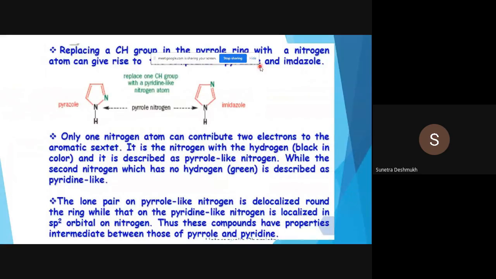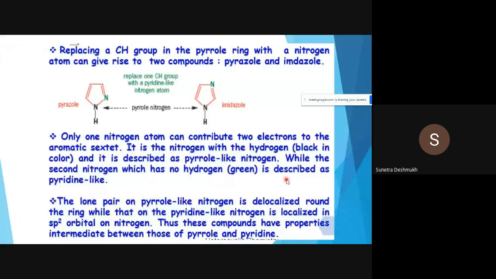Now the next thing that we know: replacing one CH with a pyridine-like nitrogen, so pyrrole-like nitrogen. Both structures have a nitrogen I have written as pyrrole-like nitrogen, and the remaining nitrogen atoms in green color are pyridine-like nitrogen. Only one nitrogen atom contributes 2 electrons to the aromatic sextet. That one is the pyrrole nitrogen, in black, while the second nitrogen, which has no hydrogen, in green, is described as a pyridine-like nitrogen.